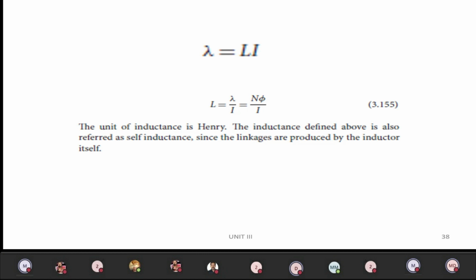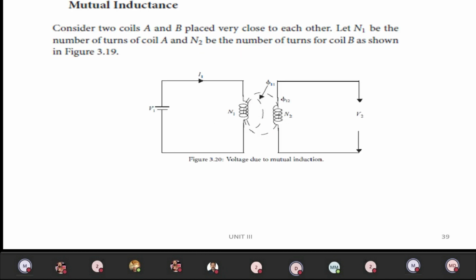So the inductance we defined above is the self-inductance, since the flux linkages are produced by the inductor itself. We call that inductance the self-inductance. And later on we have the mutual inductance.